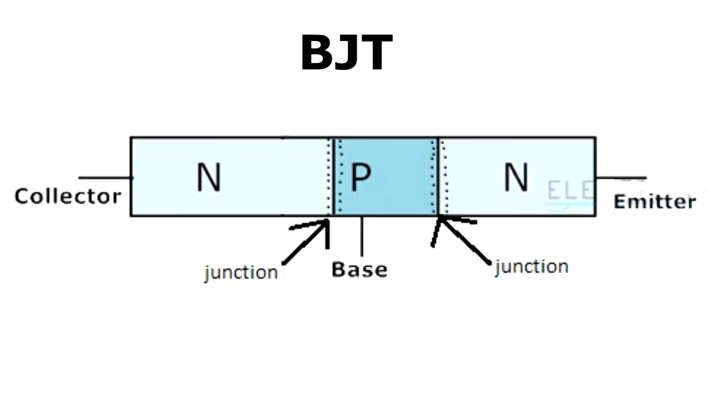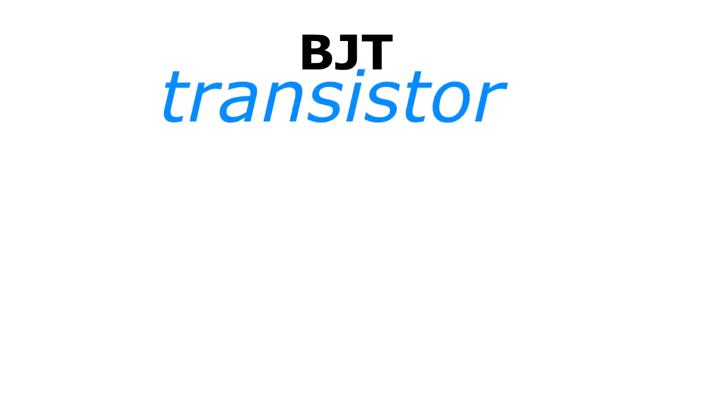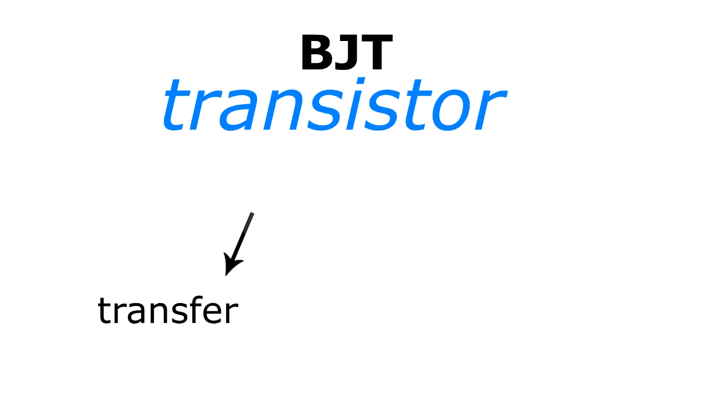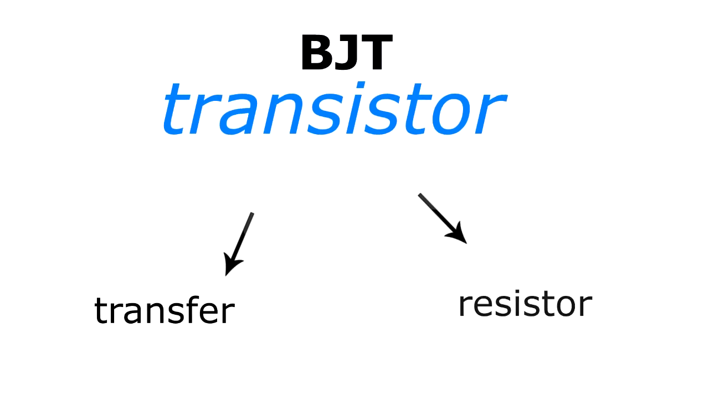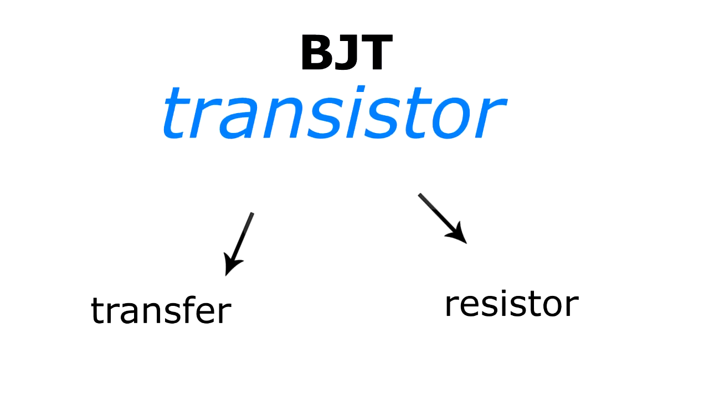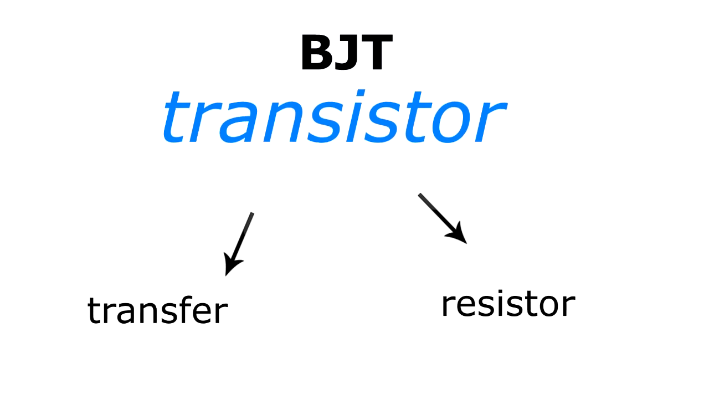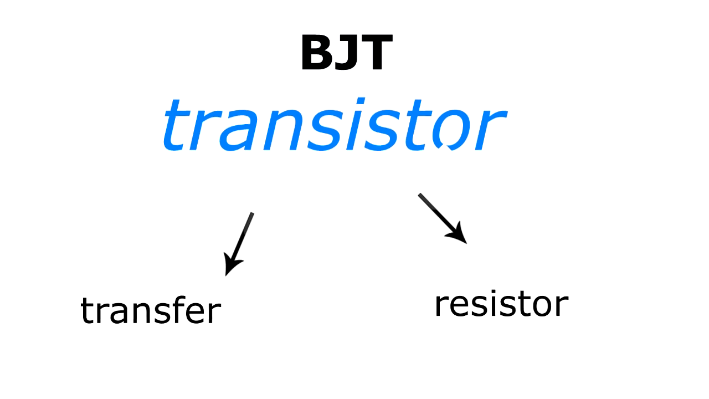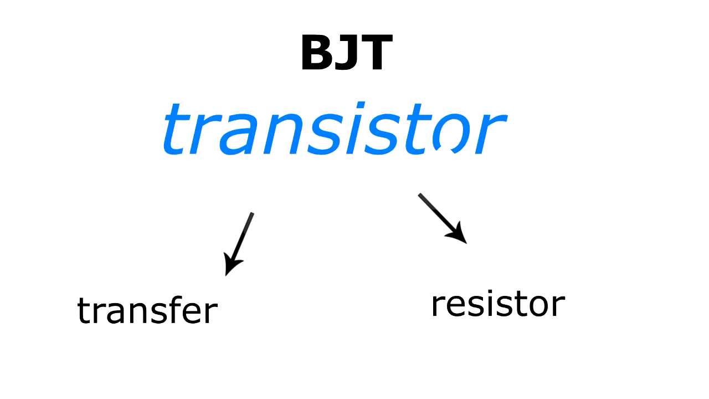And the junction, because we have two junctions, between the N and P type and between the P and N type, as shown in the picture. And transistor contains two words, transfer and resistor. Transfer, because electrons are transferred from one region to another, and resistor, because of the difference between the resistance of each region.